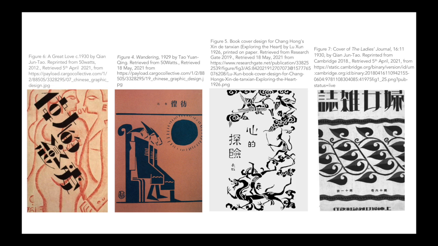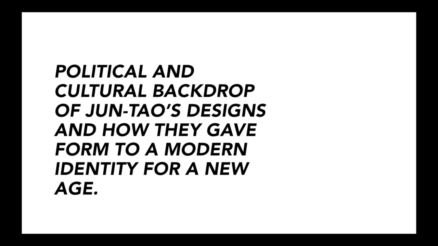Lu Xun's design uses a dragon, a Chinese symbol, and other creatures which come together to make a sort of tree shape. Jun-tao's design features the repeated motif of leaves on a vine to create pattern. Next, the political and cultural backdrop of Jun-tao's designs and how they gave form to a modern identity for a new age.